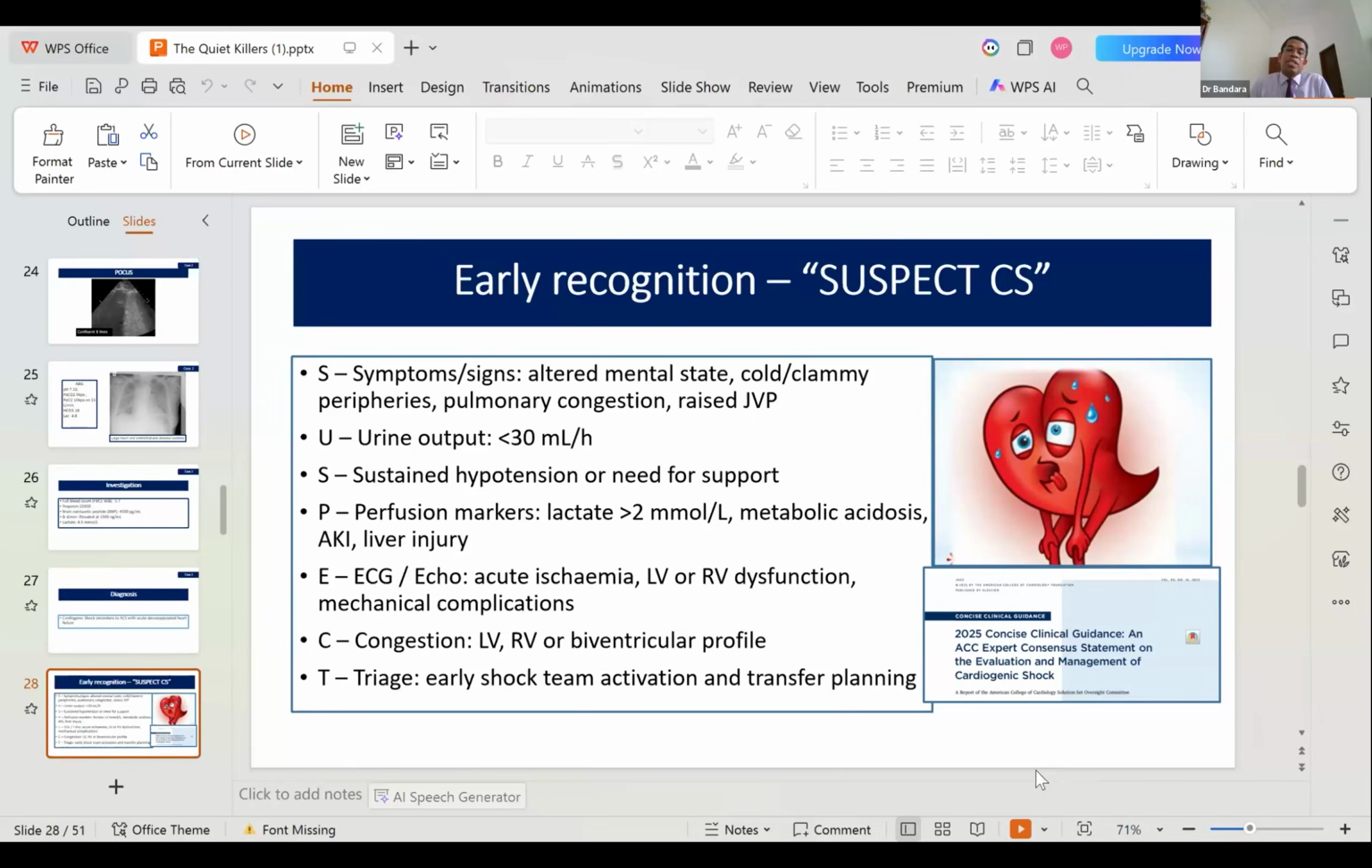U is urine output less than 30, and S is sustained hypotension, which needs support. P is perfusion markers: the lactate is more than 2, and metabolic acidosis. E is echo evidence of acute ischemia, C is congestion, and T is triage early shock. So our patient had all these symptoms, so the patient is definitely in cardiogenic shock.